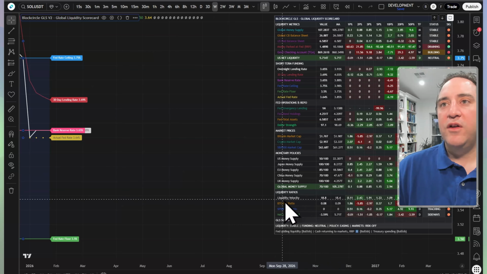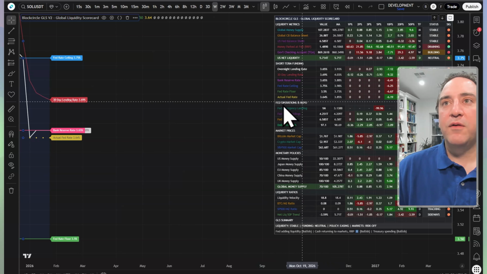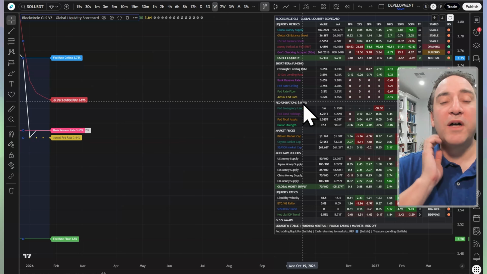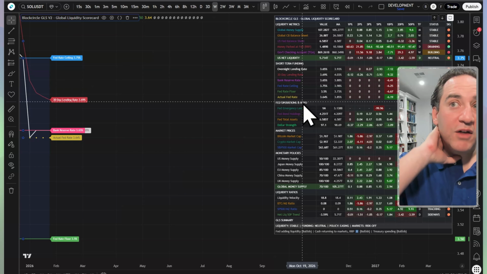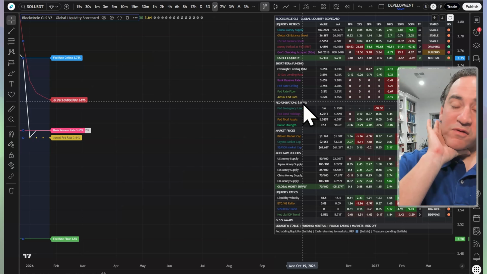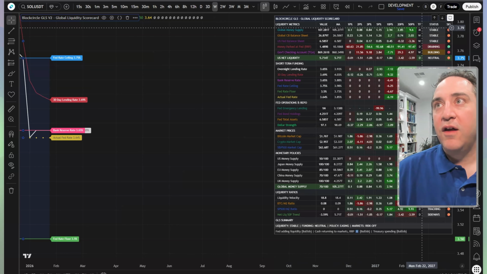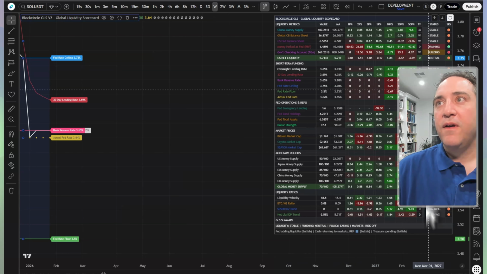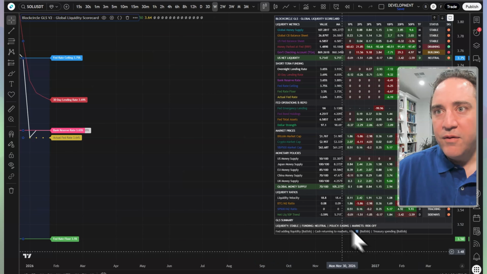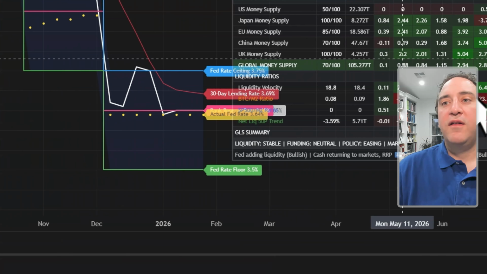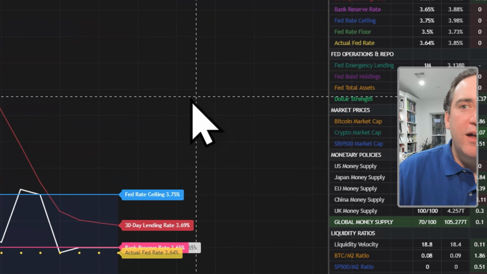And then when you look at the federal US Fed operations and repo and reverse repo metrics, you can also look at any type of emergency lending and track that every day to every week. You see all of the metrics here. And then at the bottom, you have a summary that just quickly tells you whether or not the Fed is adding or draining liquidity.